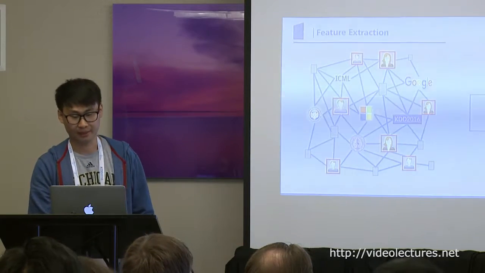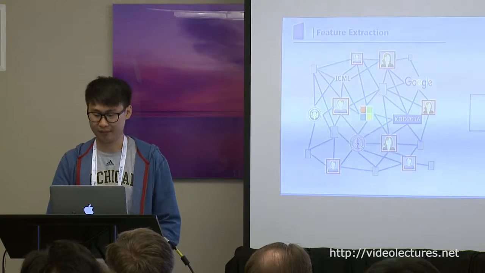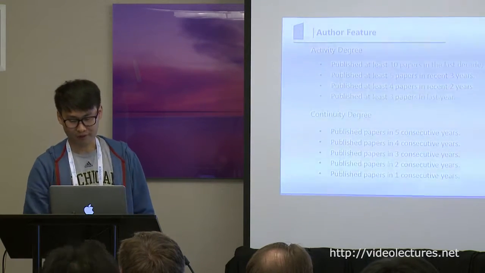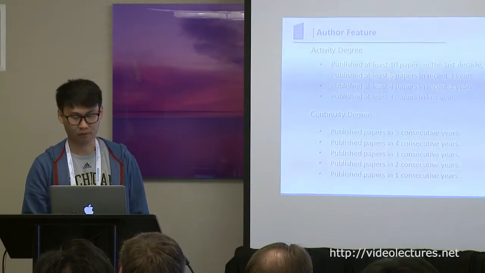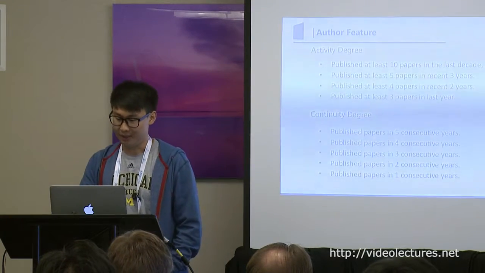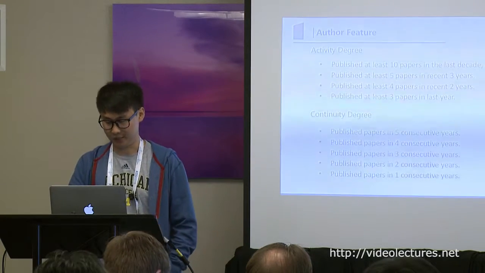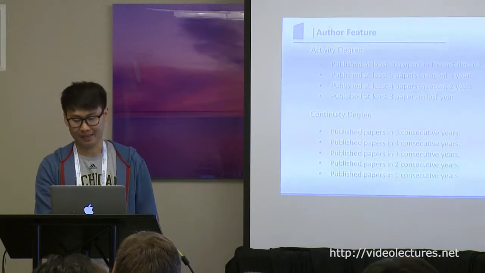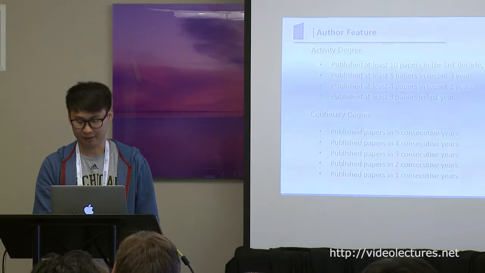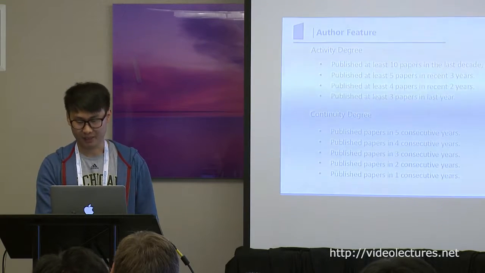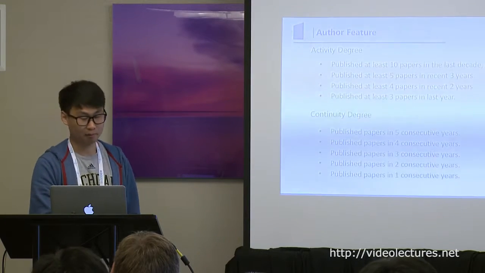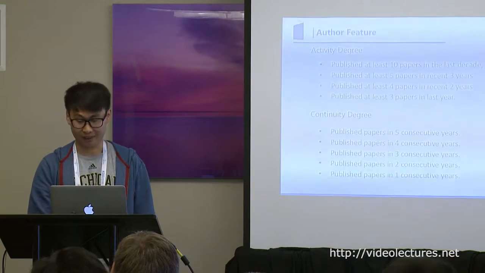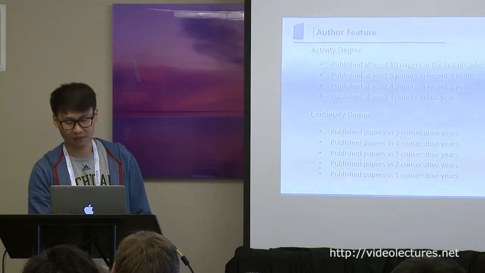And then for the nodes which stand for the authors, they have the following features. For the author features, they try to extract the features from two aspects, named the activity degree and the continuity degree of an author. The activity degree tries to describe the activity of an author in a conference. If an author can publish many papers during a certain time window, then this author is regarded as an active author.